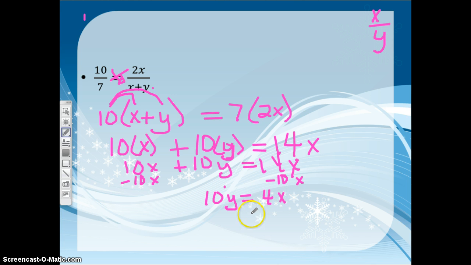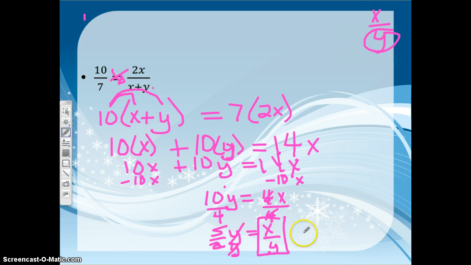4x. All right, x is where we want it in the numerator. We don't want that 4. Let's divide by 4. 10 divided by 4 is the same thing as 5 over 2y is equal to x. We want the y in the denominator. How are we going to do that? Divide both sides by y. That disappears. There's our ratio. We got x to y, and it is equal to, let me rewrite it over here a little more neatly, 5 halves.